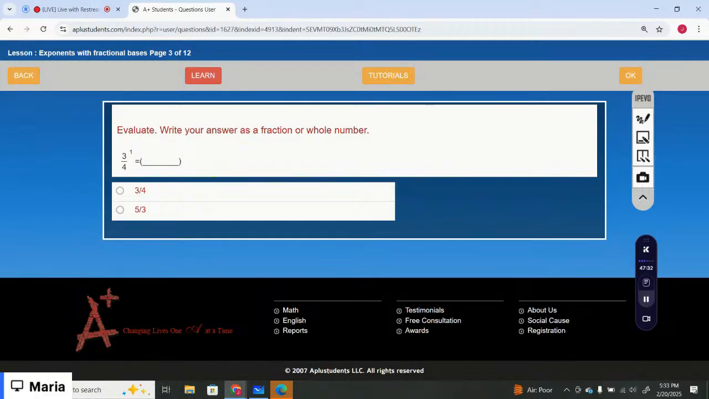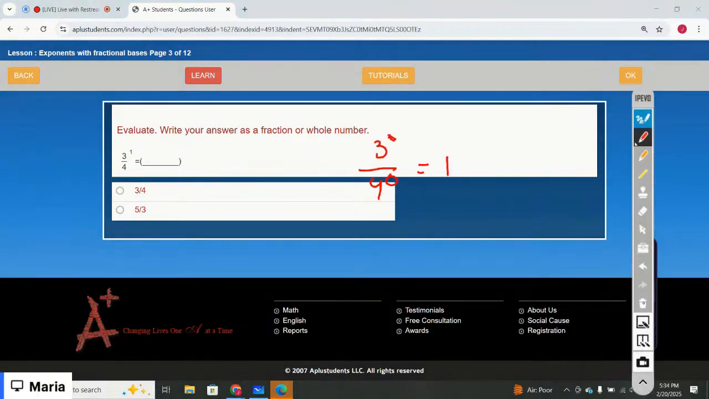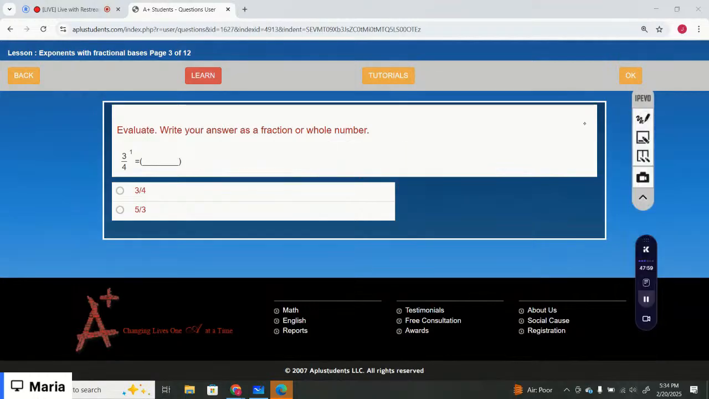Evaluate 3 by 4 exponent 1. So which is the correct option? Any number with exponent 1 stays the same. So 3 exponent 1 divided by 4 exponent 1. 3 exponent 1 is 3 and 4 exponent 1 is 4. That is 3 by 4. Option number 1 is the correct option.